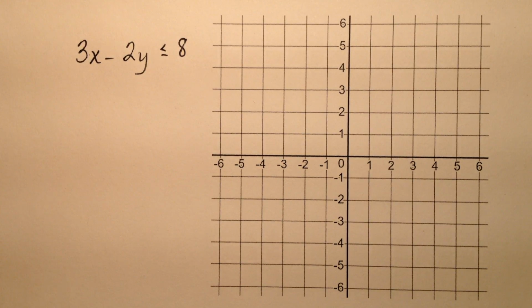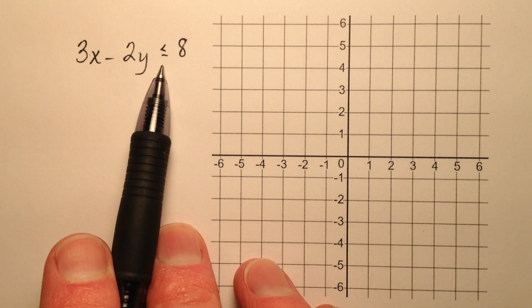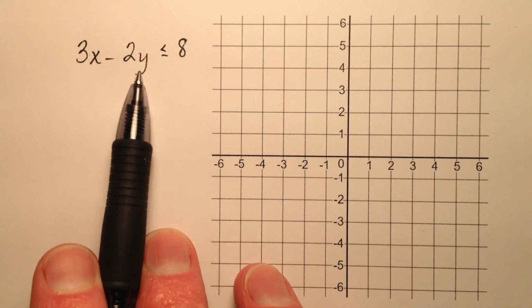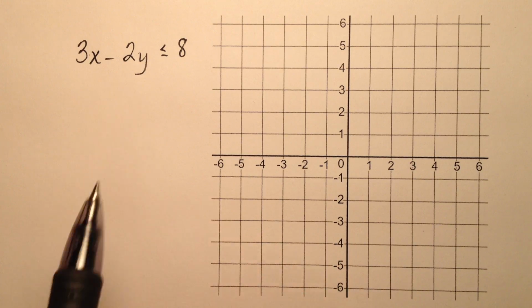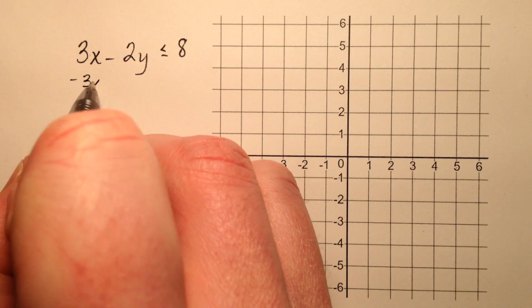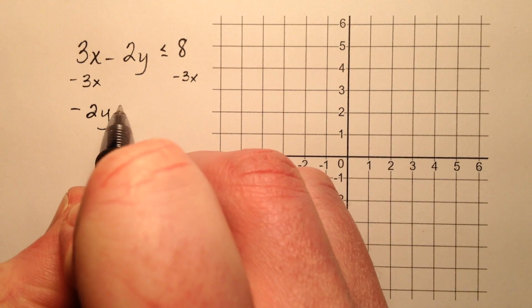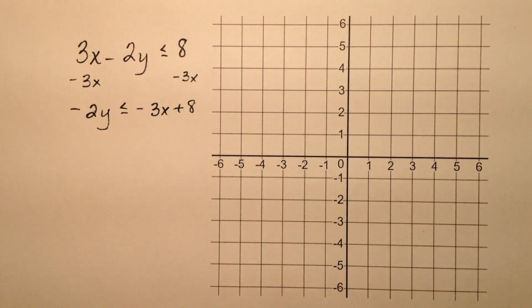In this example, I'm going to graph the linear inequality 3x minus 2y is less than or equal to 8. So the first thing I'm going to do is solve for y and put this in y equals mx plus b form. So I'm going to subtract 3x from both sides. So I'll have negative 2y is less than or equal to negative 3x plus 8.